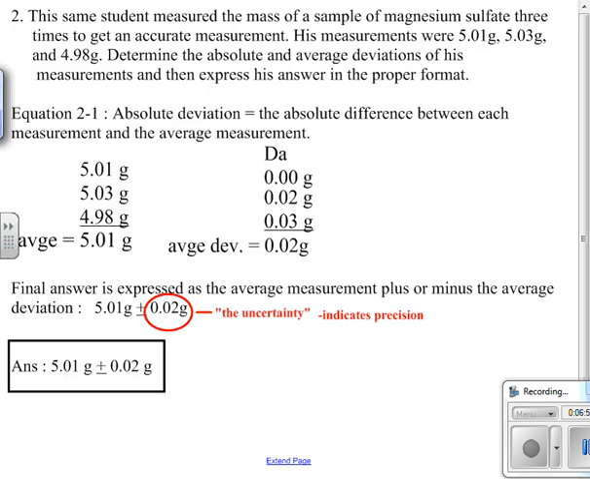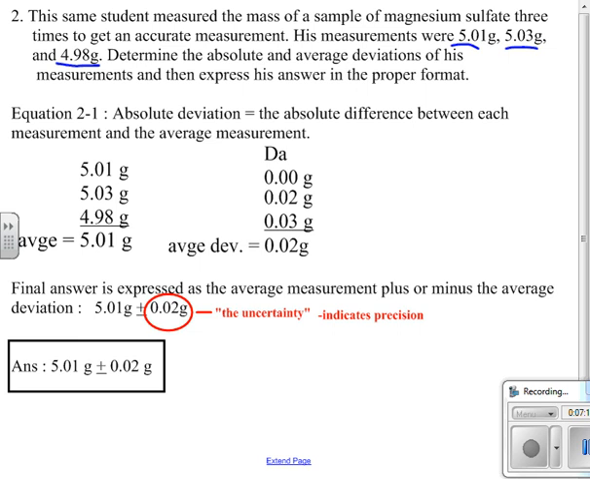Okay, let's look at a sample problem for precision. Again, now we're not talking about how close we are to the accepted value. Now we want to know how reproducible a particular set of measurements is. And so let's say the same student measured the mass of a sample of magnesium sulfate 3 times and he gets 3 different numbers, 5.01 grams, 5.03 grams, and 4.98 grams.